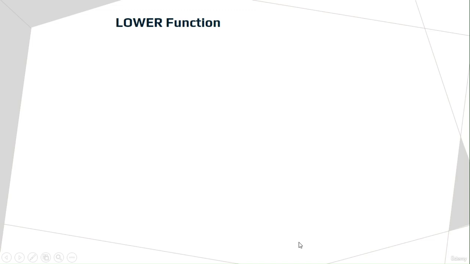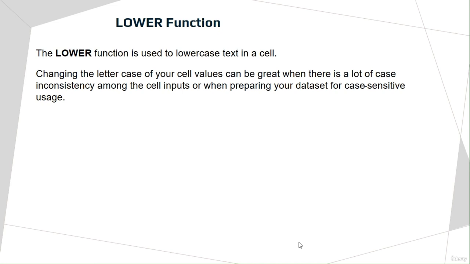The next function we'd look at is the lower function. The lower function is used to lowercase text in the cell. Changing the letter case of your cell values can be great when there is a lot of inconsistency among the cell inputs, or when you're preparing your data for case-sensitive usage.